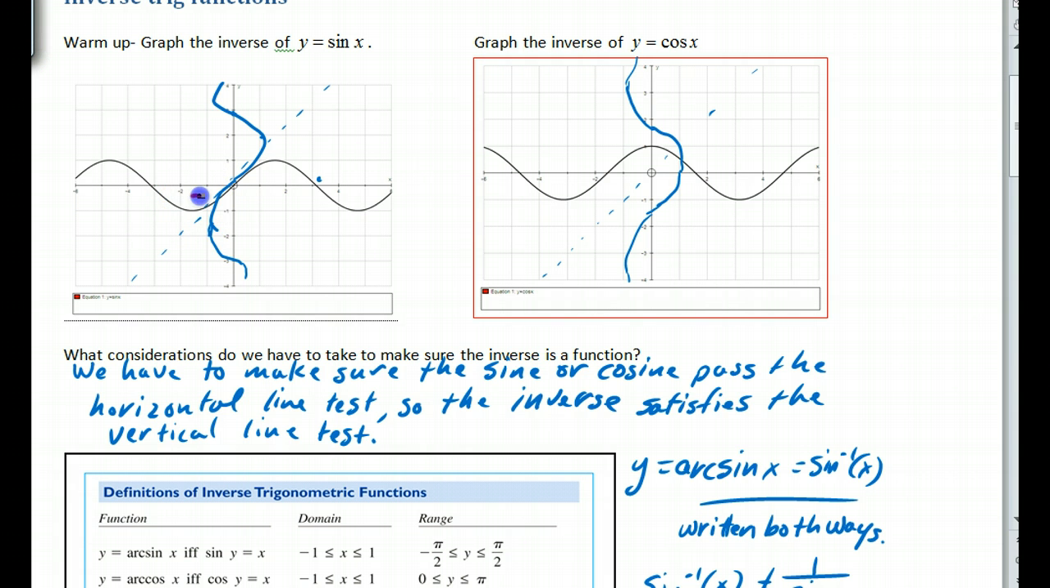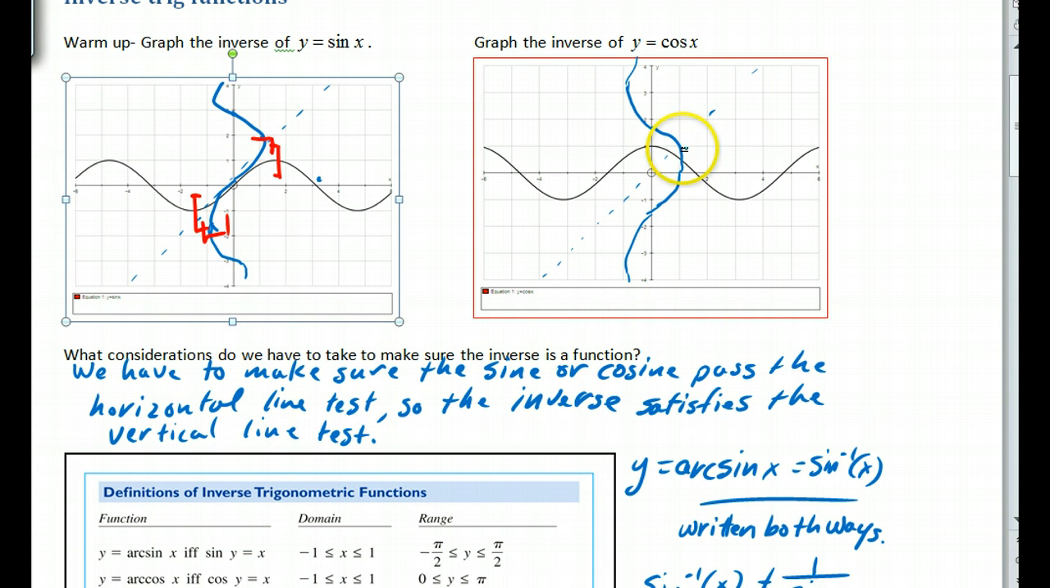Well, what happens here is that we did this. For the sine graph, we limit it from negative pi over 2 to pi over 2. And so when I take the inverse of that piece, I have my function because I just have this piece right here. That would be strictly increasing.